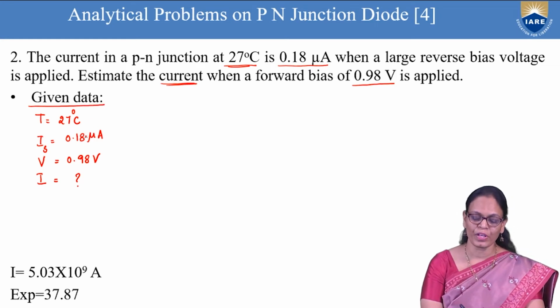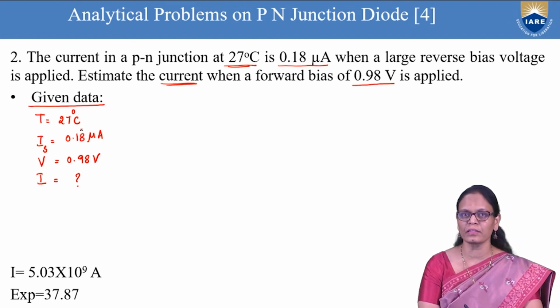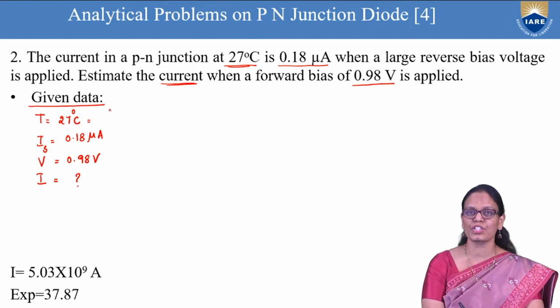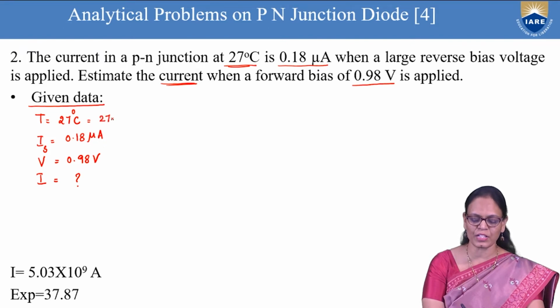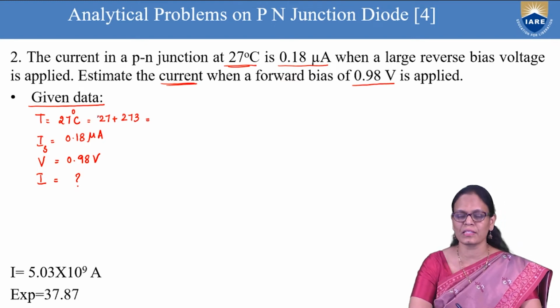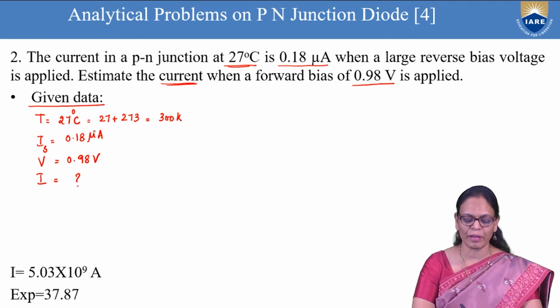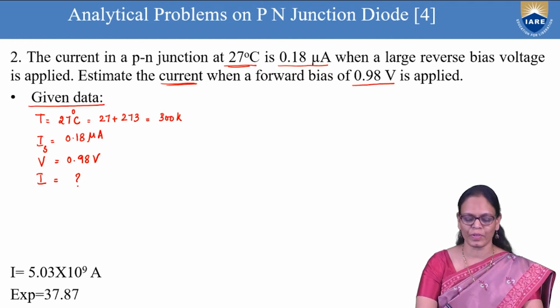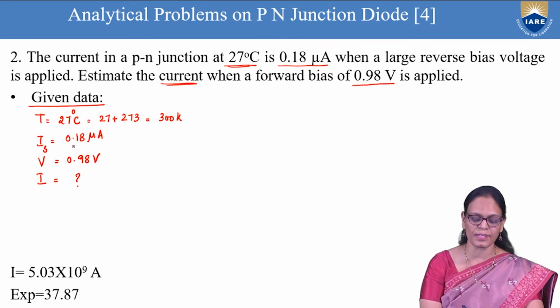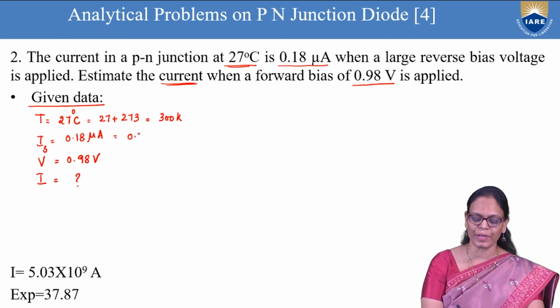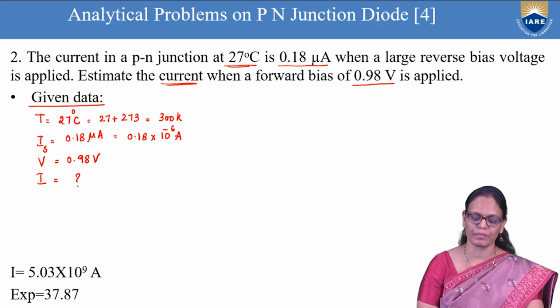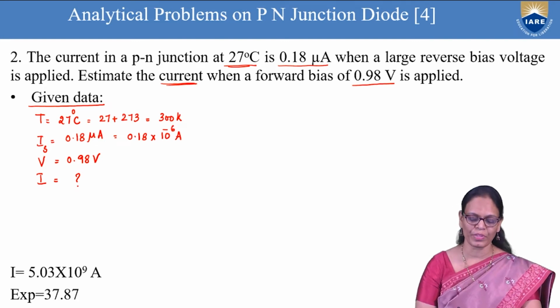Now again, we need to first check the units. So we need to do some conversions here. 27 degrees Celsius, we will convert it into Kelvin. So what is the conversion? 27 plus 273. So this is 300 Kelvin. So the temperature here is 300 Kelvin. And what is the saturation current? 0.18 microampere. So I'll convert it into ampere. So 0.18 into 10 power minus 6 ampere. So this is the current.